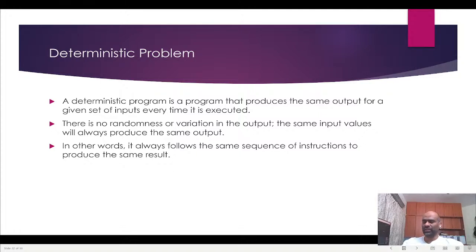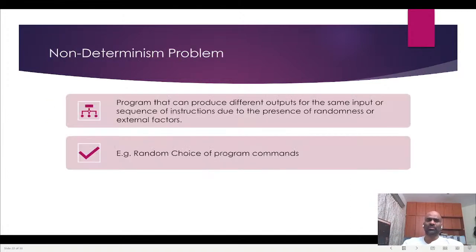Whenever I know there is a choice of the loop, it runs in the same way. Non-deterministic programs are programs that have different outputs for the same input or sequence of instructions, due to the presence of randomness or external factors. Deterministic programs are normal programs we normally run. Let me dive deeper into non-deterministic programs.